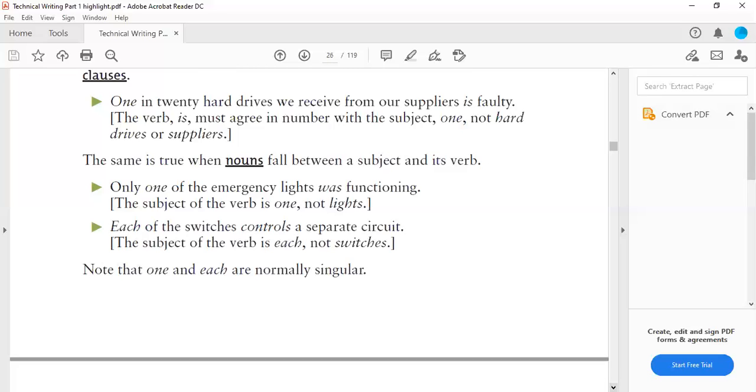Each of the switches controls the separate circuits. Why do we use controls with the s? Because simply each is singular. Note that one and each are normally singular.